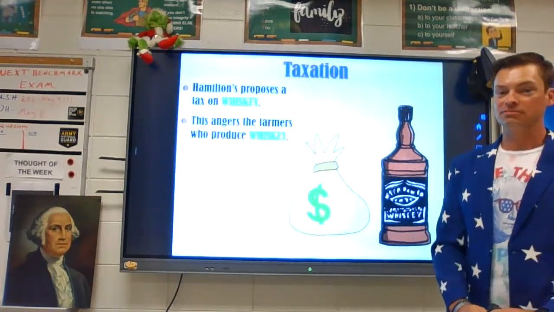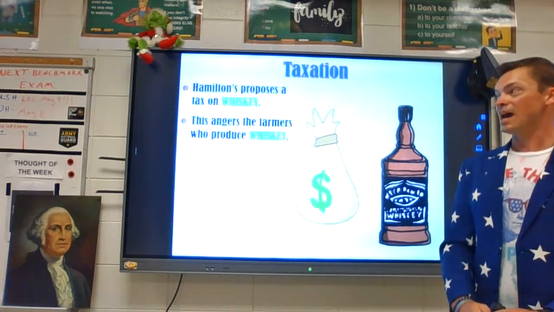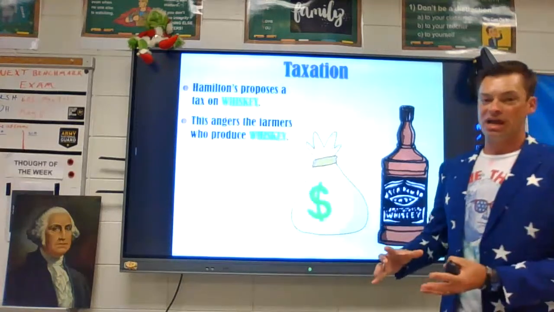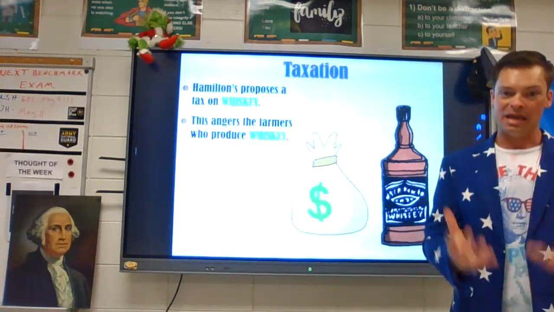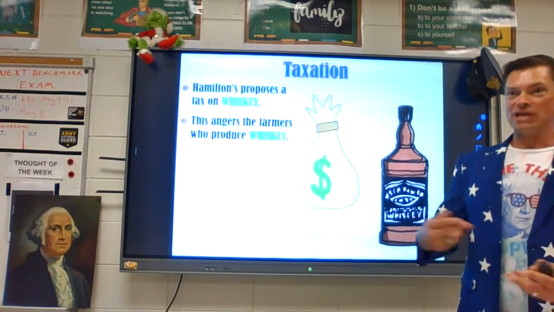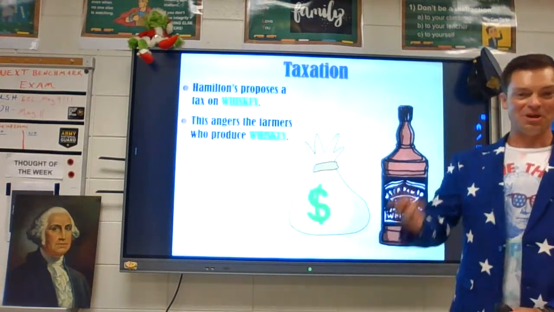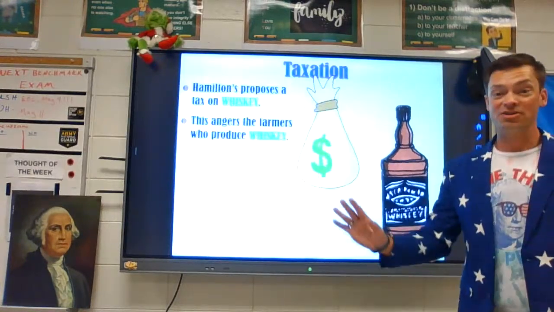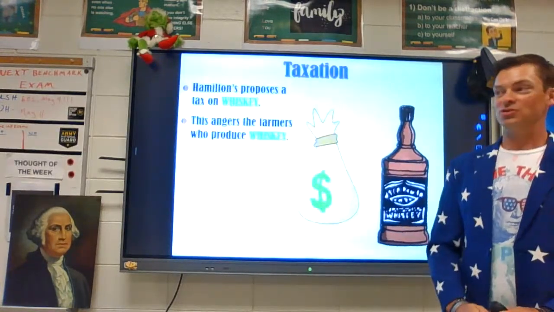Actually, Alexander Hamilton, enter him again. Hamilton proposes a tax on whiskey, and really it's the excess grain that is used to ferment and make the drink, whiskey, that is being taxed. Well, who's angry about this? Farmers who make whiskey, right? They're angry that their product is being taxed. Of all the products you could tax, they chose to tax whiskey.